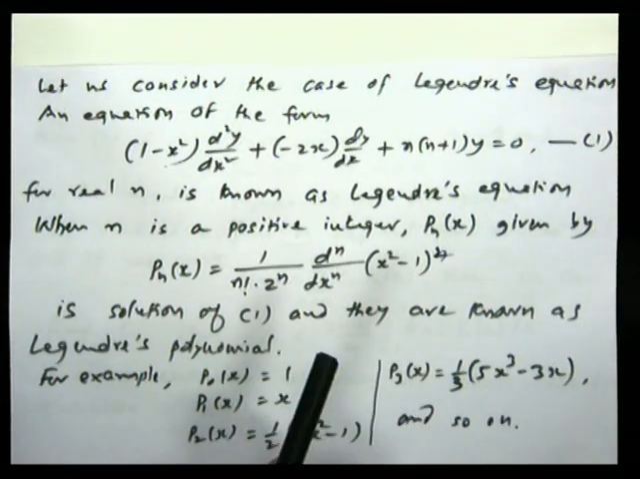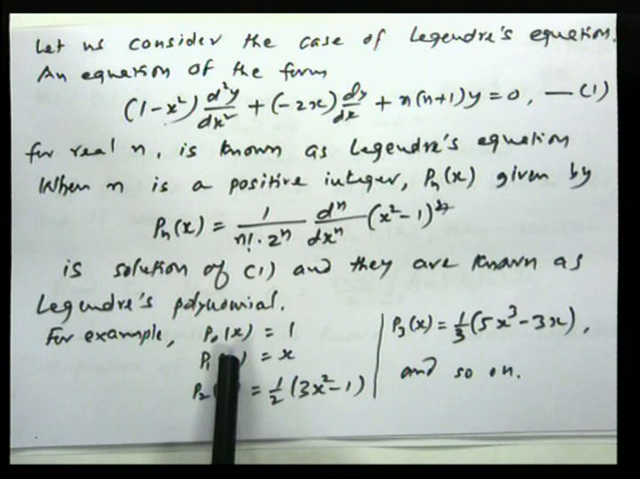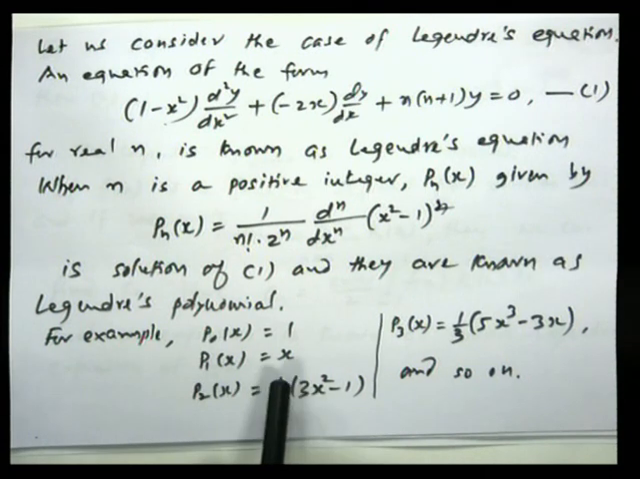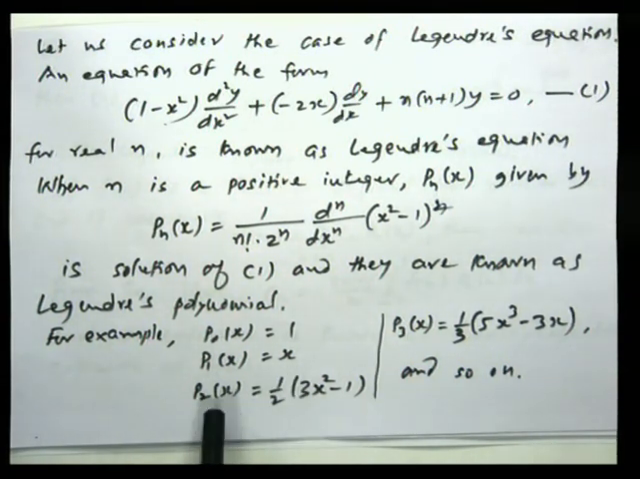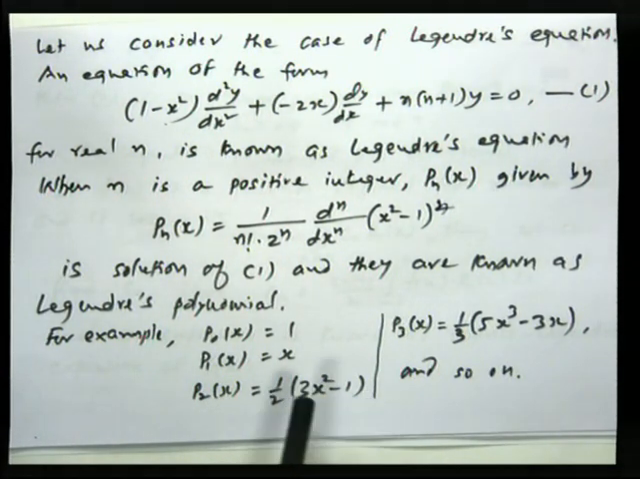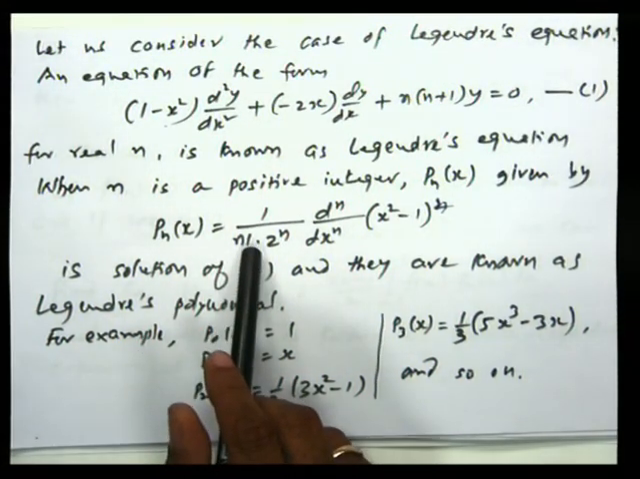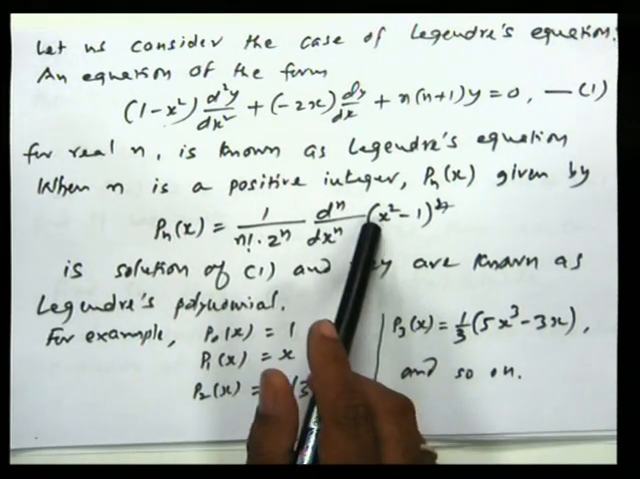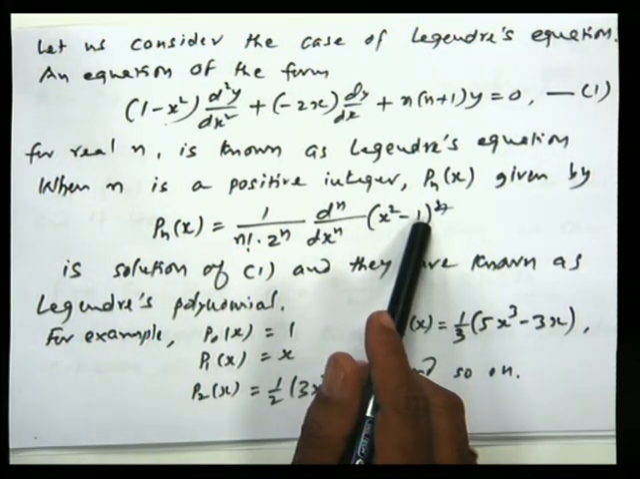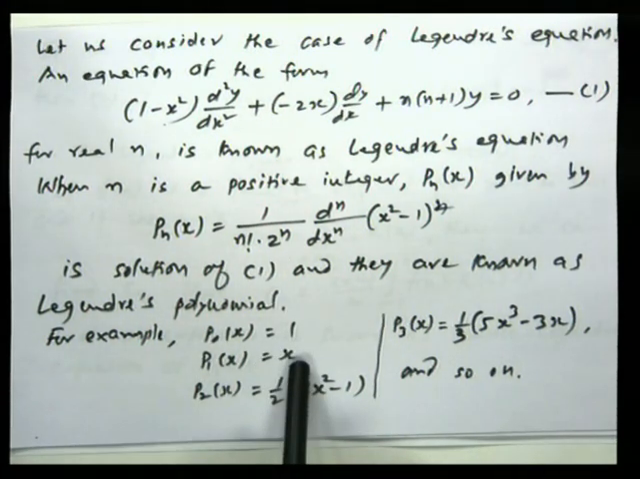If you try some values for n, you get polynomials: for n equal to 0, P0(x) is 1; for n equal to 1, P1(x) is x; for n equal to 2, P2(x) turns out to be 1 upon 2 factorial times (3x² minus 1). Suppose you want to find P1(x). You take n equal to 1 here, so this is 1 upon 1 factorial, 2 raised to 1, d/dx of (x² minus 1) raised to 1. The derivative of x² minus 1 with respect to x is 2x, and that 2 will get cancelled with this, so we have P1(x) as x.